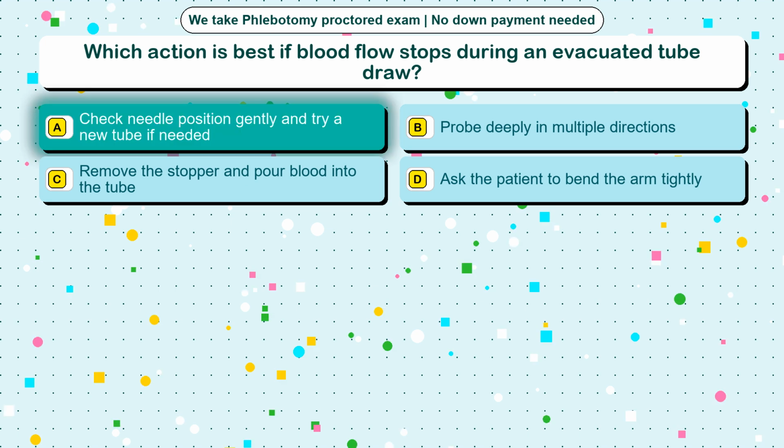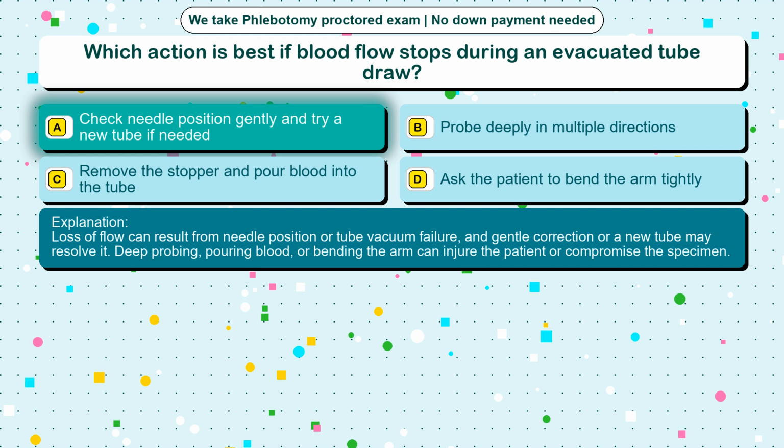The correct answer is option A. Check needle position gently and try a new tube if needed. Loss of flow can result from needle position or tube vacuum failure, and gentle correction or a new tube may resolve it. Deep probing, pouring blood, or bending the arm can injure the patient or compromise the specimen.